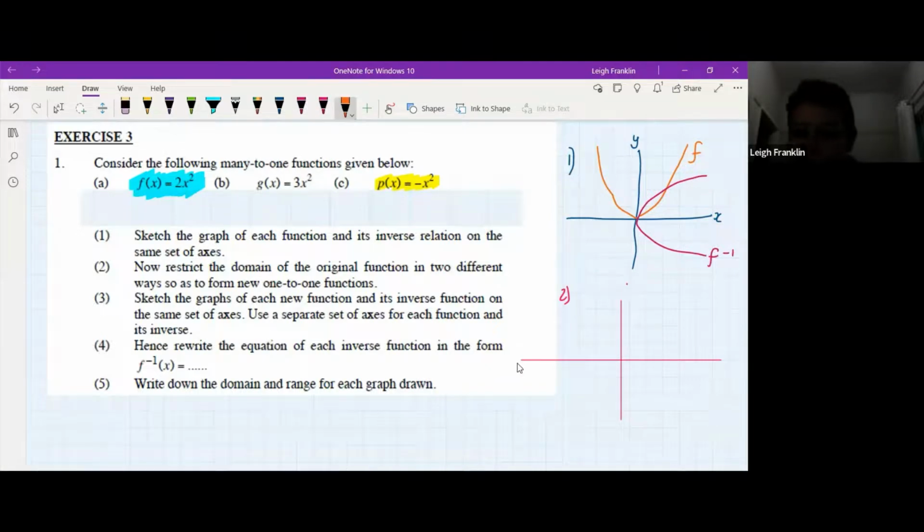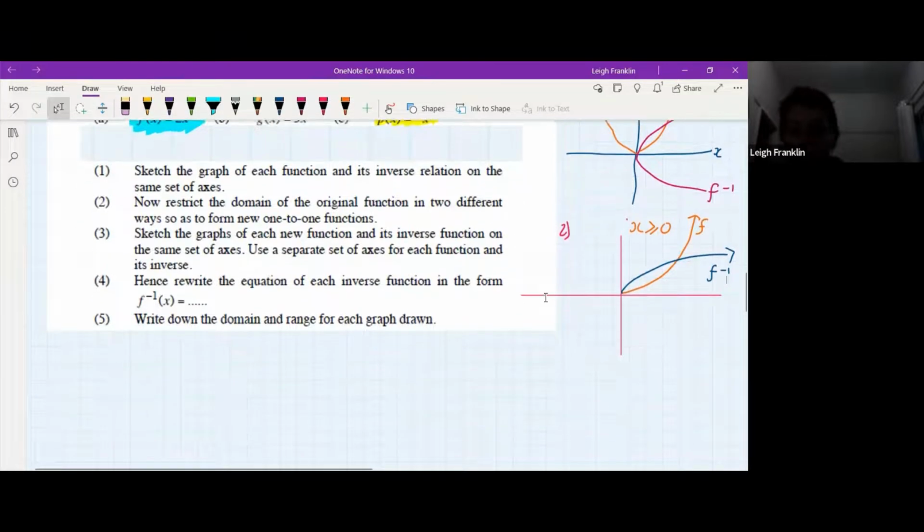We've got to look at the situation, for example, where x is greater than or equal to 0. In this case we end up with a function that looks like that. If we restrict the domain of the other one, and invert that, we would end up with a line that looks like that. So here our original function would be f, and here our inverse would be that one. So that's the first situation. Then we've got to consider a separate situation.